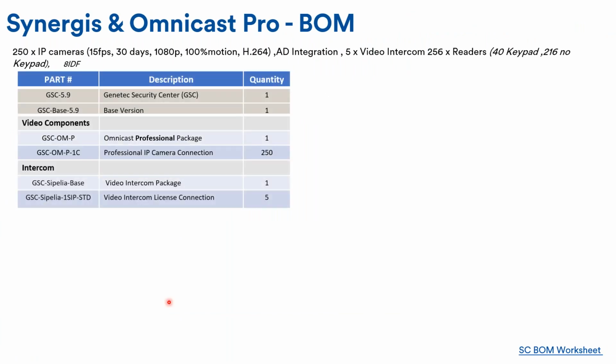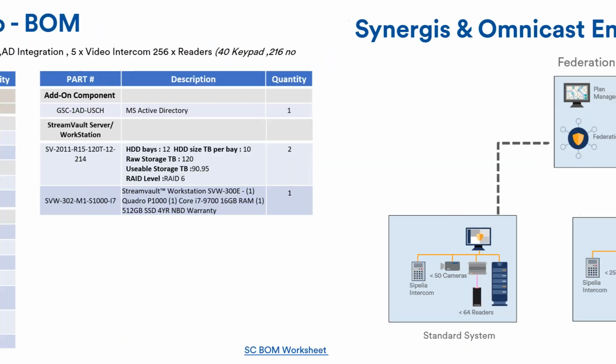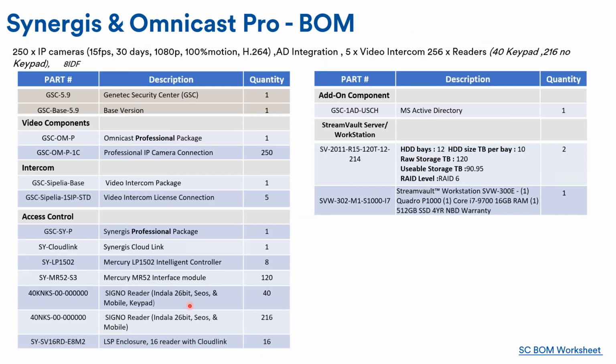The part numbers for this kind of environment are shown over here. Once again, similar in concept to previously, we would quote the Omnicast Professional package, and then the license option over here is for Omnicast Professional IP cameras for up to 250 cameras. Along with that, we have a Sipelia base, and for the number of video intercoms, as I mentioned before, we have 5 video intercoms, so we need to quote 5 licenses for our video intercom solution as well.